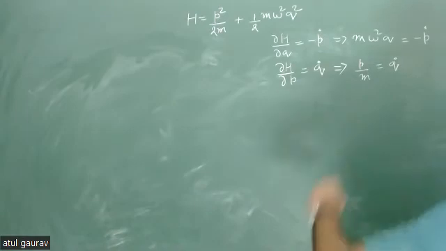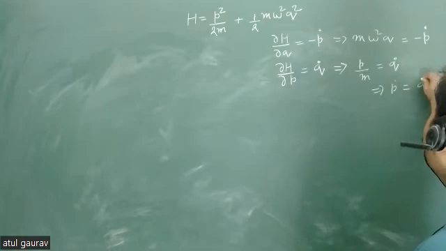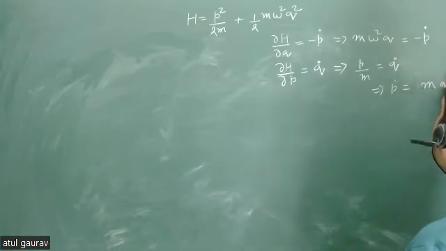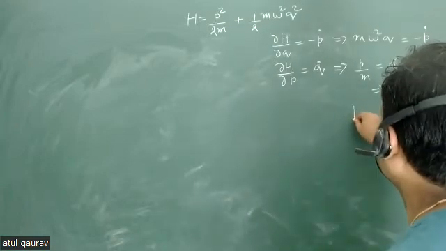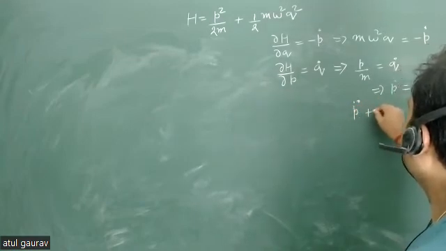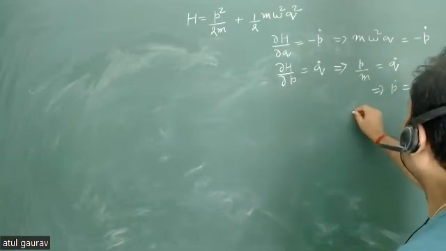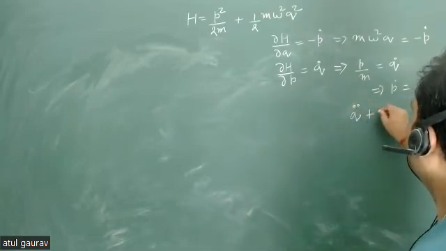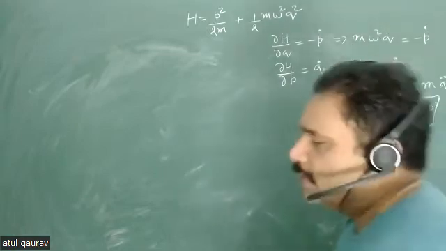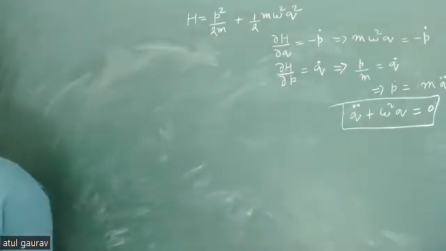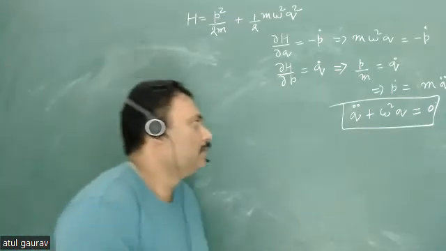Again, we can differentiate it. So we can get from here p dot is equal to m q dot, m q double dot actually. And I can put it here. So what will I get? p dot is equal to m q double dot. So we will get q double dot plus omega square q is equal to 0. And this is nothing but a second order differential equation. Are you getting my point? Yes, sir.